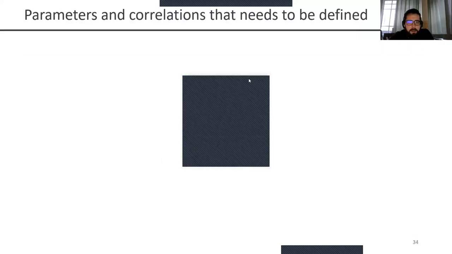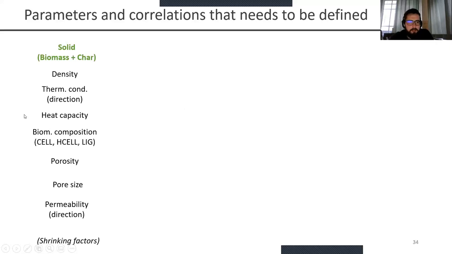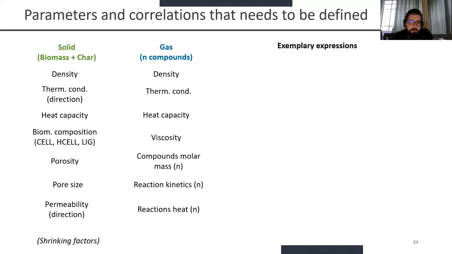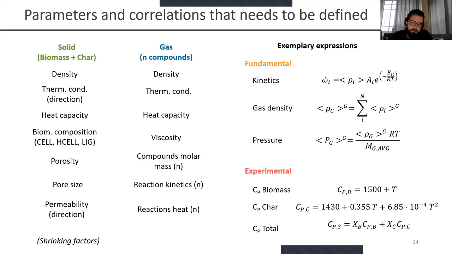Okay, parameters that need to be defined. This is the list. Quite a lot of things related to the solid and char need to be defined as initial parameters. In terms of the gas compounds as well. Some of the parameters can be introduced as a constant. Some of them are correlations with the temperature, with the concentration, with different things that change during the process. So we can divide them into fundamental ones, those that are globally valid, let's say the kinetics, gas density, pressure, this is how we usually calculate them. And in terms of the experimental, these are strongly related to the system that we are describing. So if it's a beech wood, it's a beech wood. If it's a pine wood, it's a pine wood, and these values can change. These are dependent on the actual process that we model.